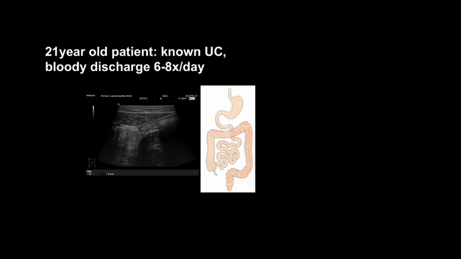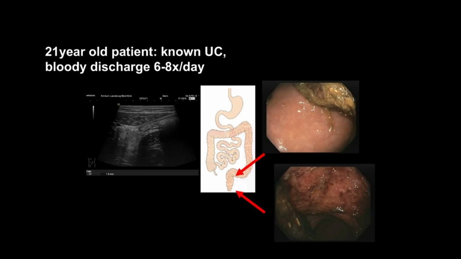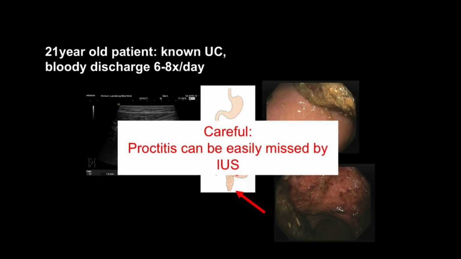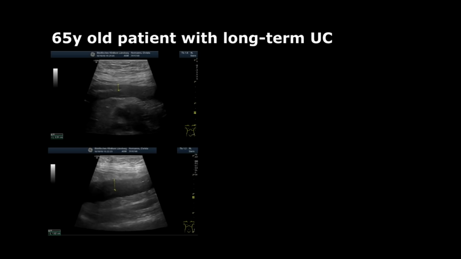Second thing I already said before, a 21-year-old patient, known UC, bloody discharge 6 to 8 times per day, normal intestinal ultrasound, but the rectum could not clearly be shown, and the patient had a severe proctitis, only the last 3-4 centimeters involved, which could not be seen by transabdominal ultrasound. So a normal intestinal ultrasound doesn't mean there isn't any inflammation. So if there is a discrepancy, you always have to consider doing endoscopy as well. So careful, proctitis can be easily missed by intestinal ultrasound.